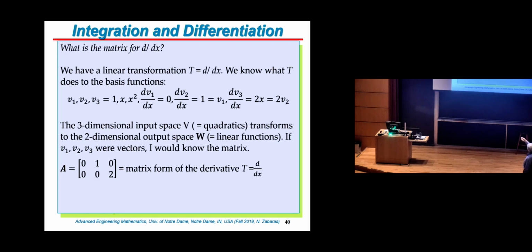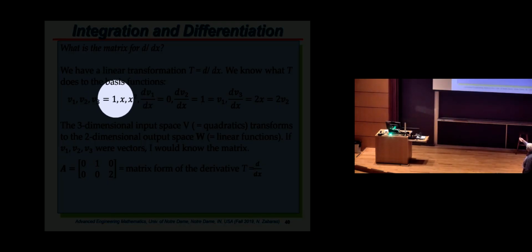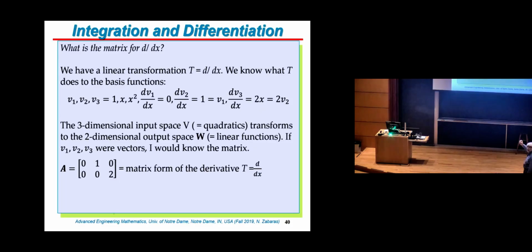Nice. How about the derivative of x now? What's the derivative of x? I see 1 there and 0. And what's the derivative of x squared? 2. Right? It's 2x. Done. That's the matrix that represents this derivative operator, linear operator, right?